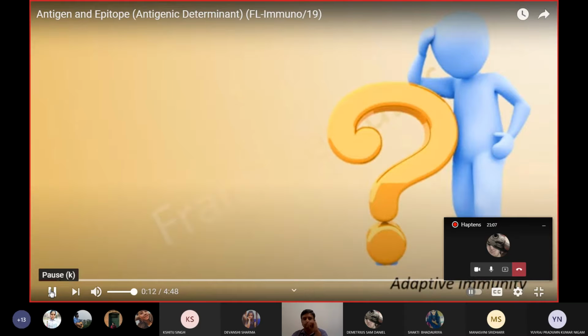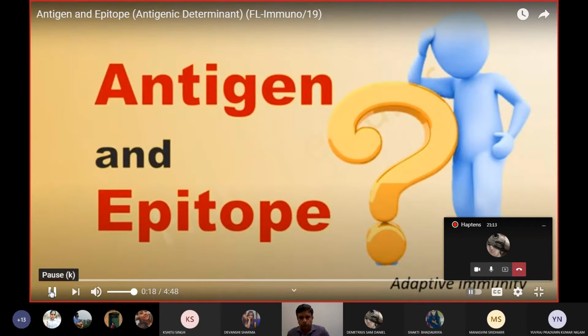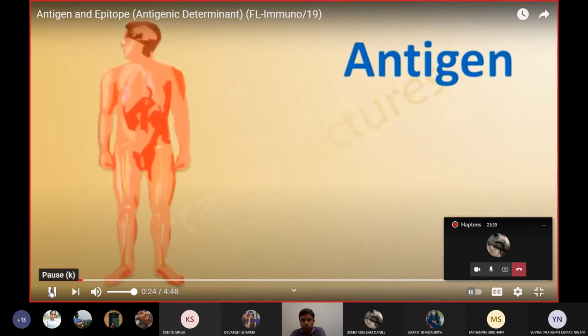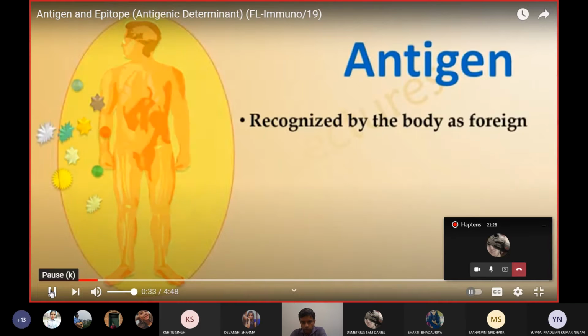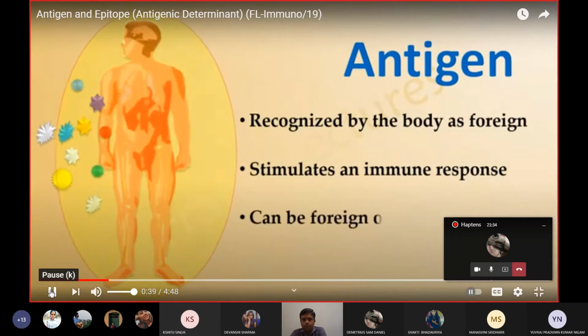In this video lecture we will talk about two terms which are often confused in immunology. These are antigen and epitope. An antigen is a substance which is identified or recognized by the host's body, or in our case, the human body, as foreign, and, as a result, an immune response is stimulated towards it. Antigens can be foreign or self. Let us see what this implies.